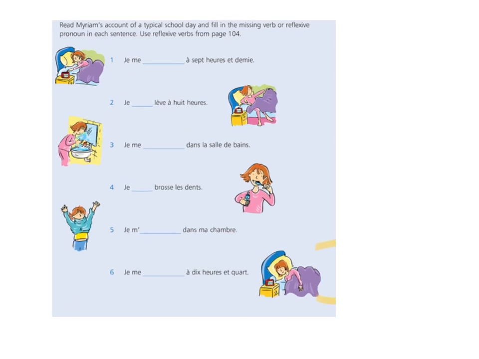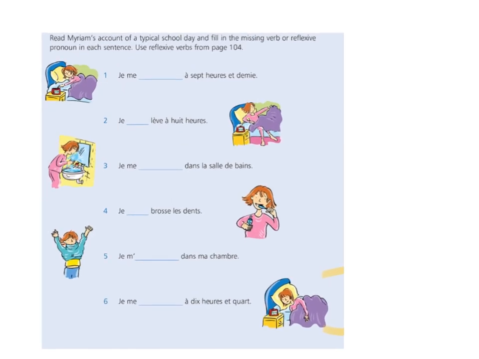Okay, so first one there. Je me réveille. I wake up. Je me réveille à 7h30. I wake up at 7:30. Next one, number two. Je me lève à 8h. I get up at 8 o'clock. Se lever, slightly irregular, just in that when you put it into the present tense it gets an accent. Je me lève, accent grave.